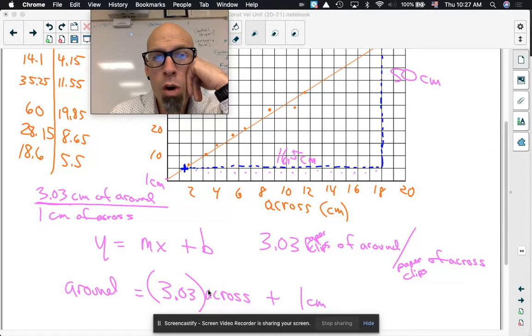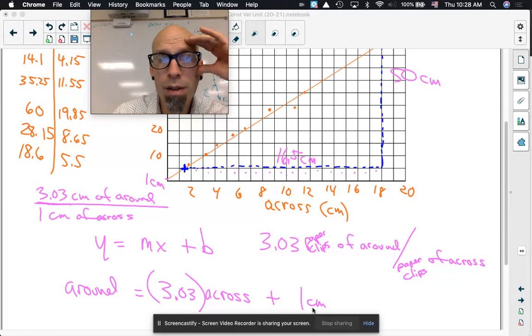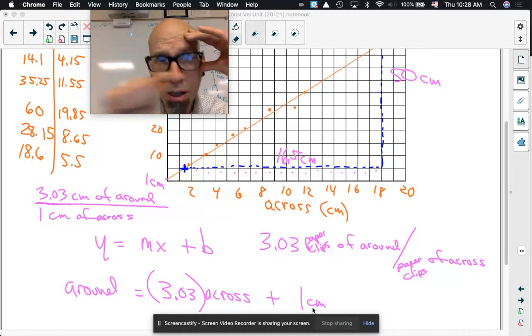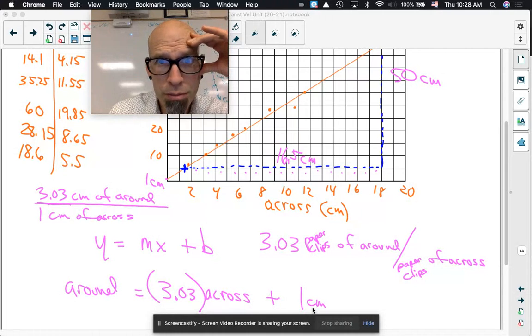So if you have no across, 0 across, 0 times 3 is 0. So for 0 across, we would still have an around measurement of 1 centimeter. Now, does that make a lick of sense? If you have an across measurement of 0, that means you don't have a circle, because all circles have an around and an across. If you don't have an across, then you don't have an around, or you shouldn't, which means what?